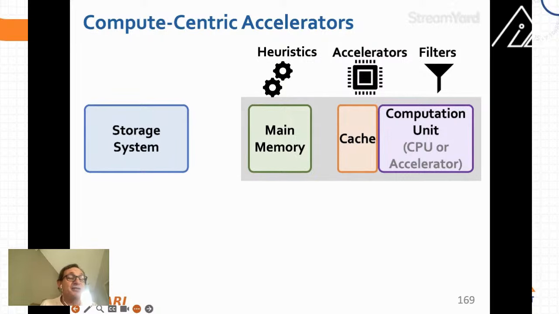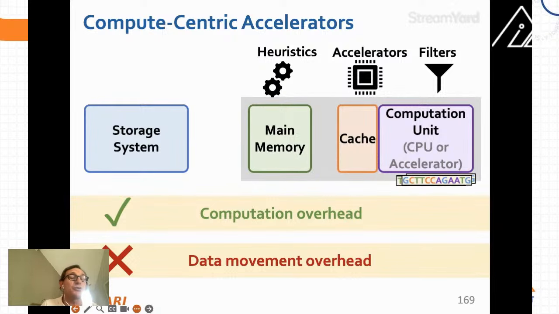Can we actually have accelerators on the storage side? That's the idea. Compute-centric accelerators or memory-centric accelerators on the memory side reduce the computation overhead and some data movement overhead over here, but they don't tackle the data movement overhead from the storage system, which is actually huge. And that's the idea over here.